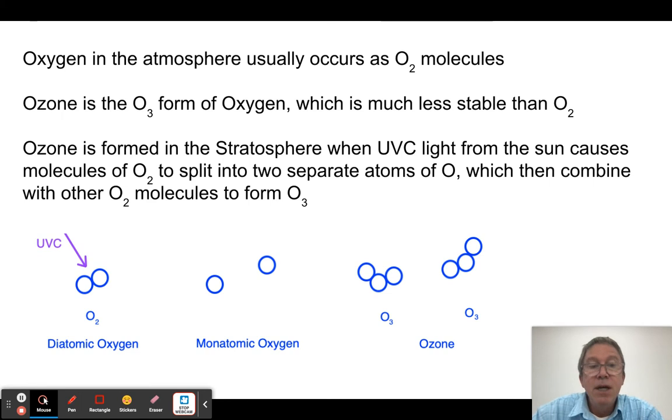Now, it could be a lot worse. There's a lot of UVB that comes from the sun, but most of it doesn't reach the ground, and that's because of stratospheric ozone. So let's talk about how stratospheric ozone is formed. I talked about this in our last one. Let's just go ahead and review this.